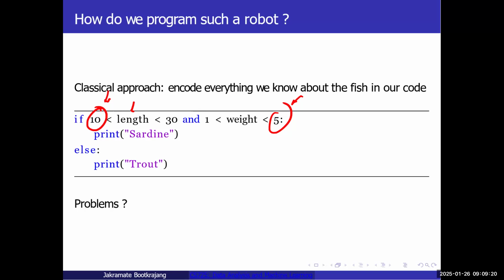And not only that, what about the future, right? Maybe because of the global warming, the trout will shrink like one centimeter every year. And so you have to adjust this number as the times go, right? So it has to be some kind of dynamic. You cannot just hard code the number and expect it to work for a very long time.